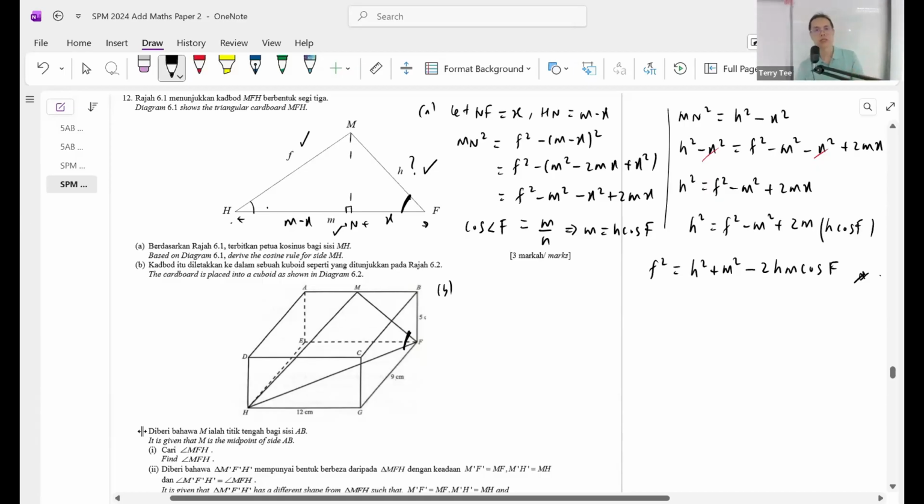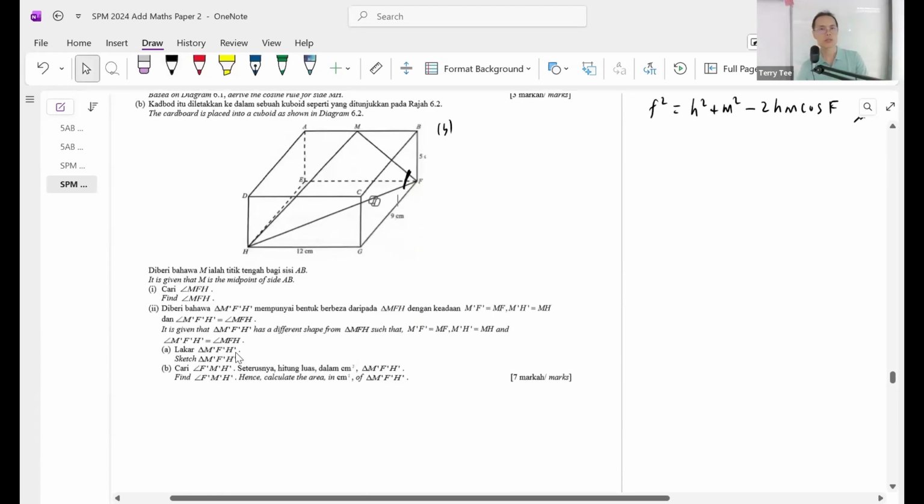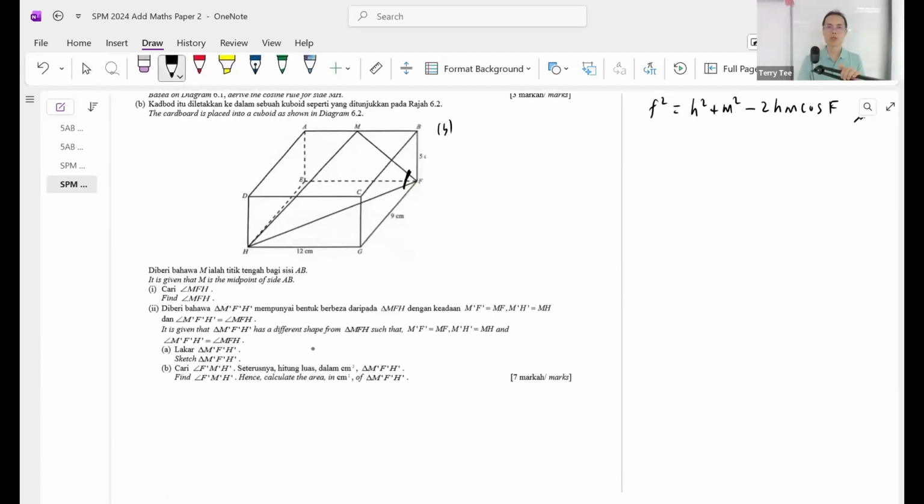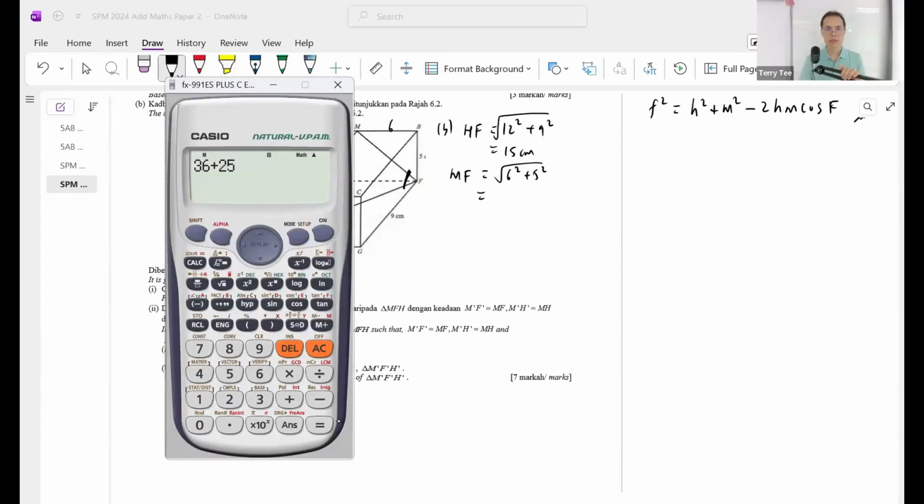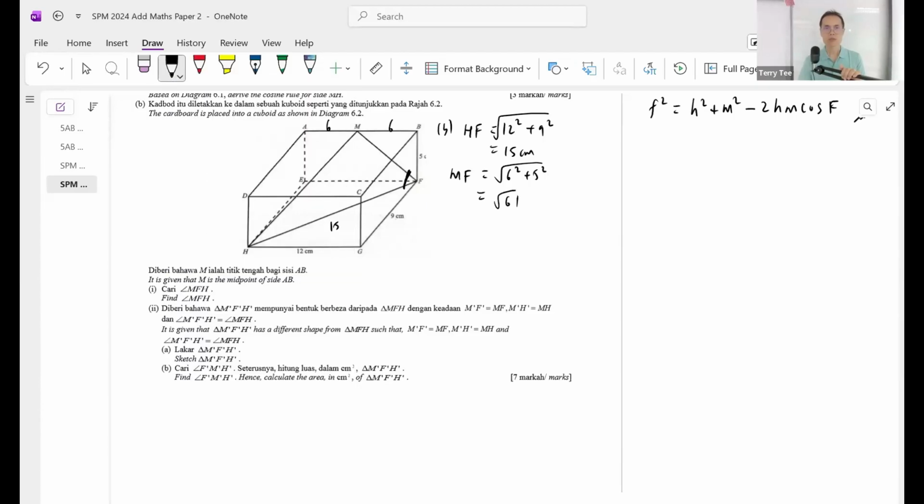So based on my cuboid, let me just zoom in a bit, it's too small. We start by finding HF, the bottom part. We take 12 square plus 9 square, square root. This is 15, right? Okay, 15 cm, no problem. M is a midpoint. So 12 divided by 2, this is 6, this is 6. You can find MF: 6 square plus 5 square, square root. 36 plus 25. That is square root 61.